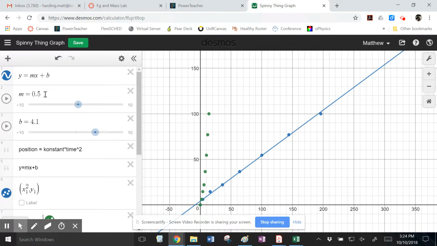So anyways, go in and do the same thing to your graph of position versus time. Come up with a linear form and then find the slope of that linear form. Good luck.